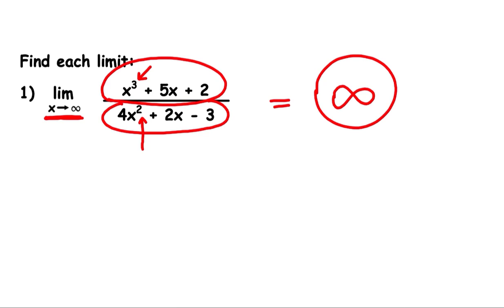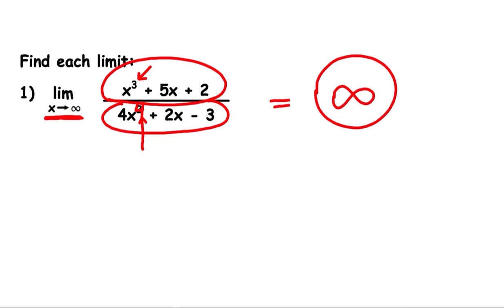If there had been a tie, let's say that the denominator was 4x to the third instead of 4x squared, then you would simply strip the coefficients off the greatest degrees, and you would have an answer of 1/4. And finally, if the denominator had a larger degree, let's say that it was 4x to the fourth instead of squared, then the answer would be 0.